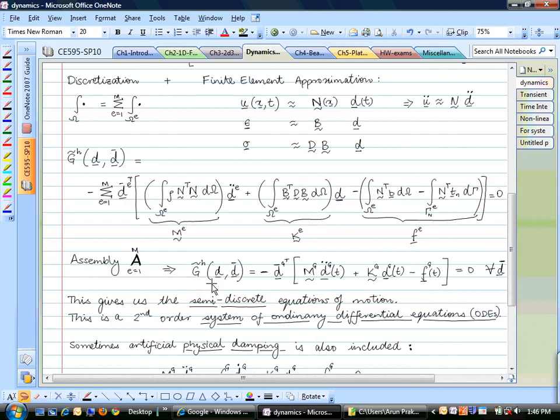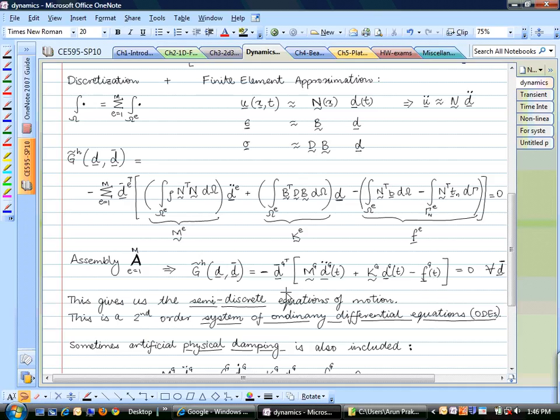So finally, what you can do is assemble all the element equations, and you will see that the equation of motion just becomes a vector equation now, where you have the mass matrix times acceleration plus stiffness matrix times nodal displacements minus applied forces is 0. This is the equation of motion that we are trying to enforce at every time. At any time, this equation must hold.